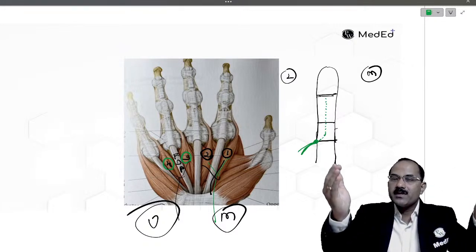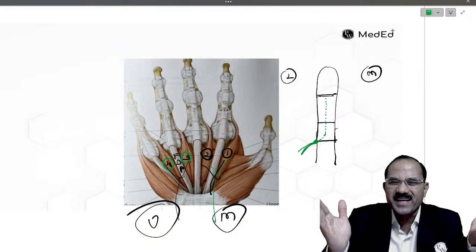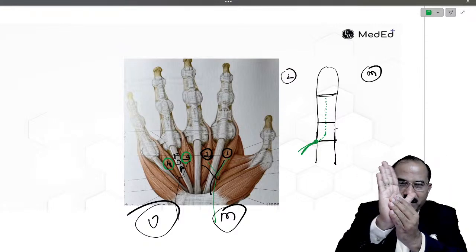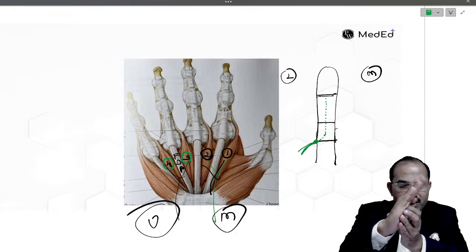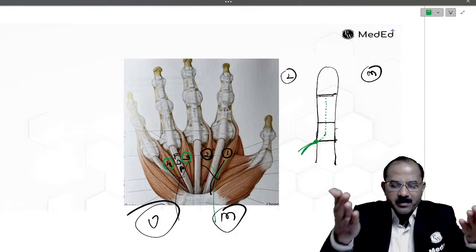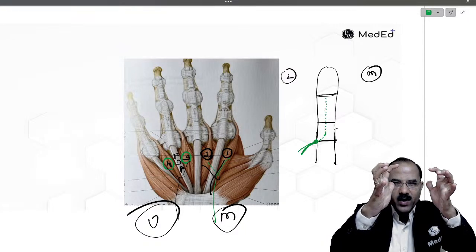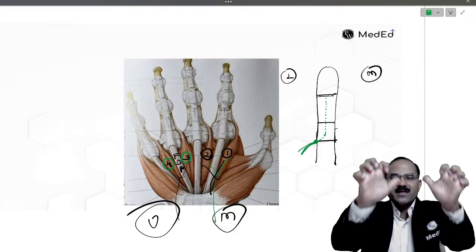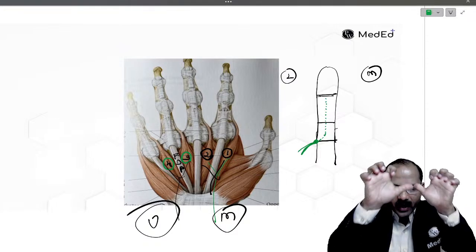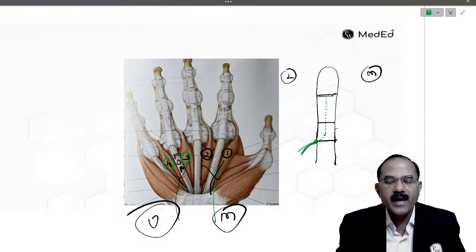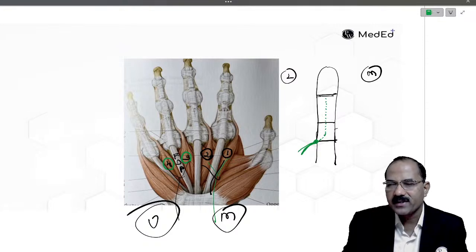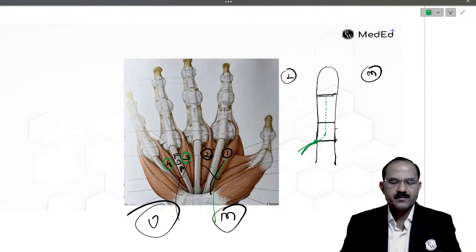When these lumbricals are paralyzed, what does the person get? What is the action of lumbricals? Flexion at metacarpophalangeal joints and extension at interphalangeal joints. Now when these lumbricals are paralyzed, we get exactly the opposite action, and this is what we call a claw hand. So claw hand is due to paralysis of lumbricals. Clear to all of you?